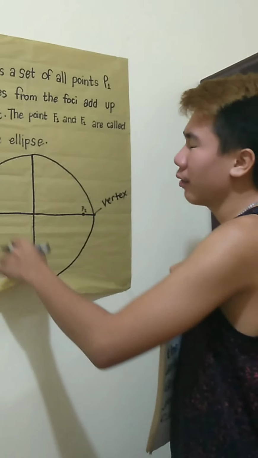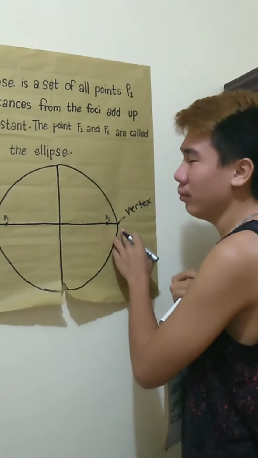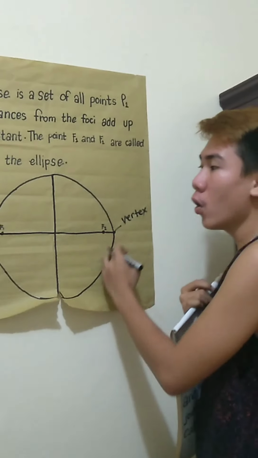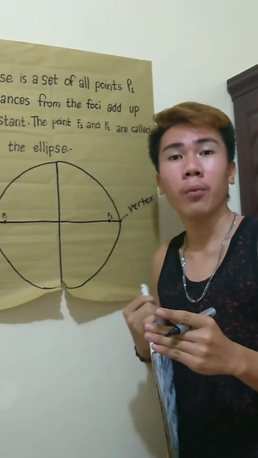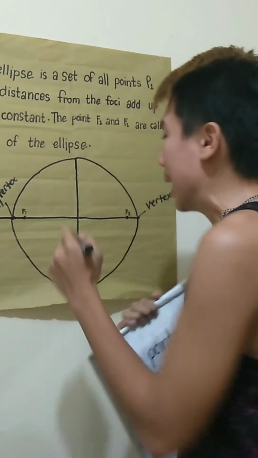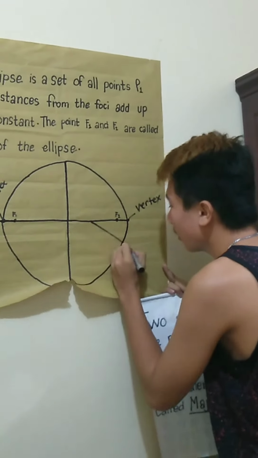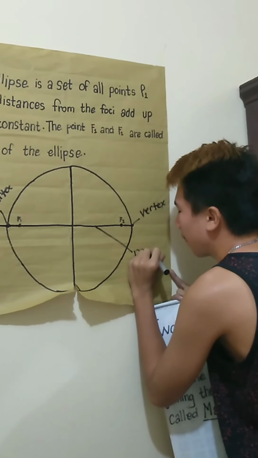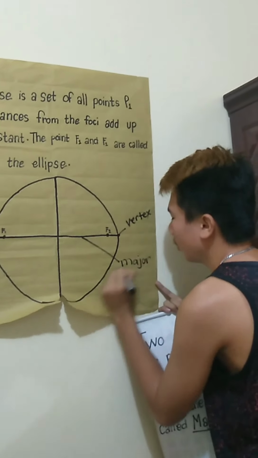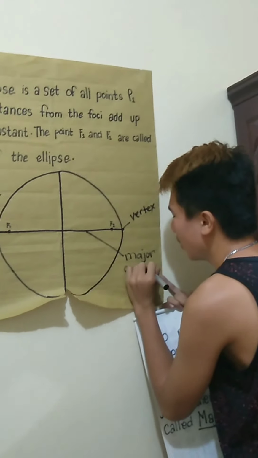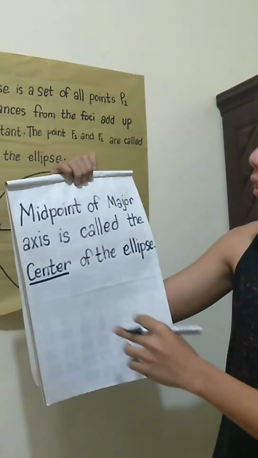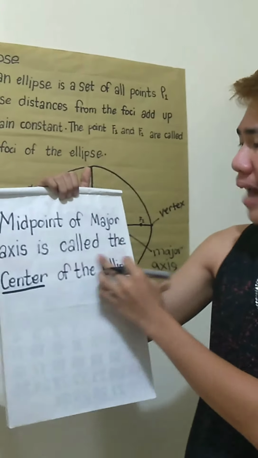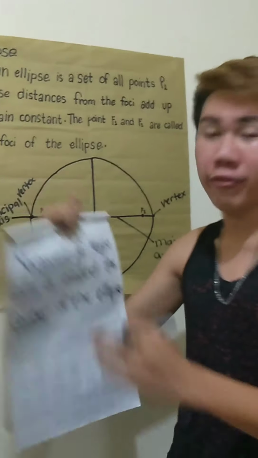Next, the line joining them is called the major axis. Where the foci 1 and foci 2, the principal axis, and the vertices are, the major axis is there. So here is the major axis.